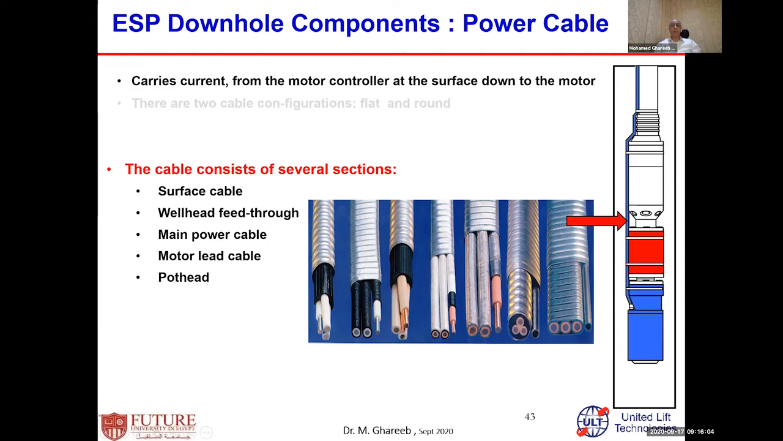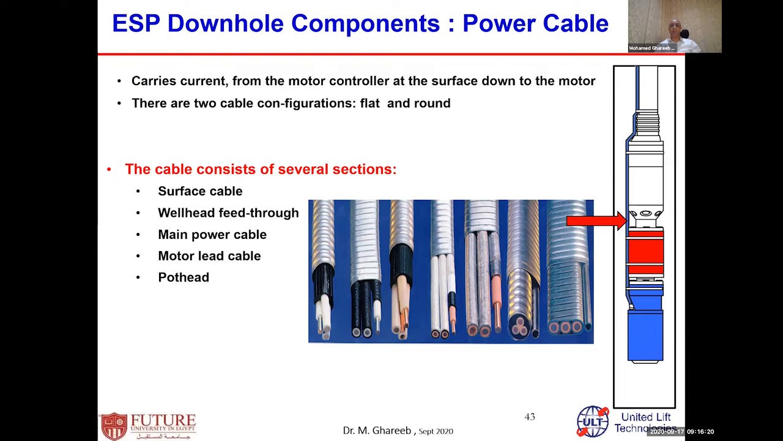Is there a configuration for this motor? Yes. There is a surface cable, there is a motor lead cable, there is a standard cable. In some standard wells, the clearance between tubing, cabling, and the casing is very small. Then I need a different configuration of the cable.